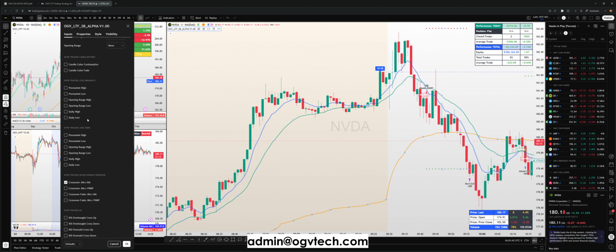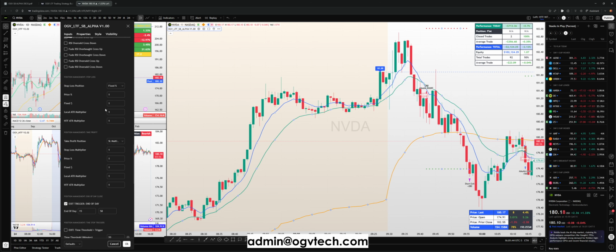It's set to a 1-to-1. Let me quickly show you how to do this so you can play with it. You have a fixed percentage of the price. So let's say NVIDIA is trading right here at $181. If I wanted to trade at 1% of that price, which would be about $1.80, I can set that to 1% of the price, and it's going to put my stop loss $1.80 above. There's a few other options: fixed dollar, local ATR, higher time frame ATR. You can play with these.